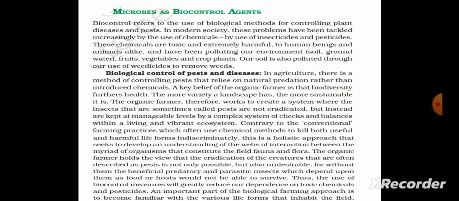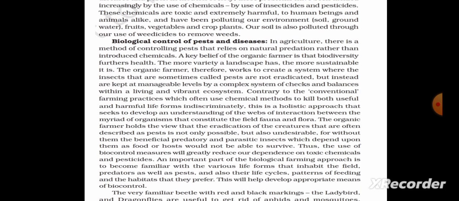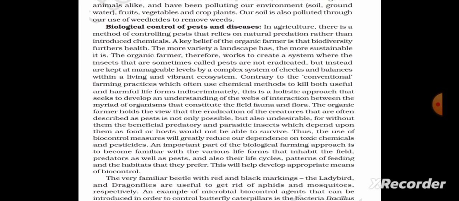Fruits, vegetables, and crop plants. Our soil is also polluted through overuse of weedicides to remove weeds. Biological control of pests and diseases. In agriculture, there is a method of controlling pests that relies on natural predation rather than introduced chemicals.